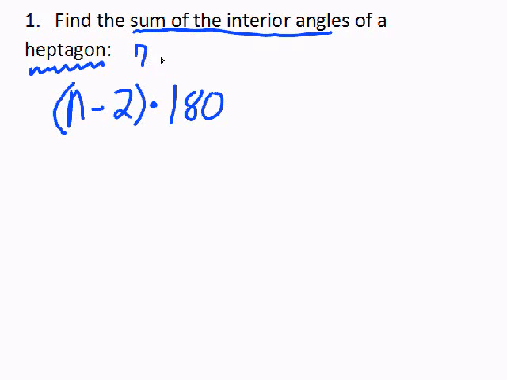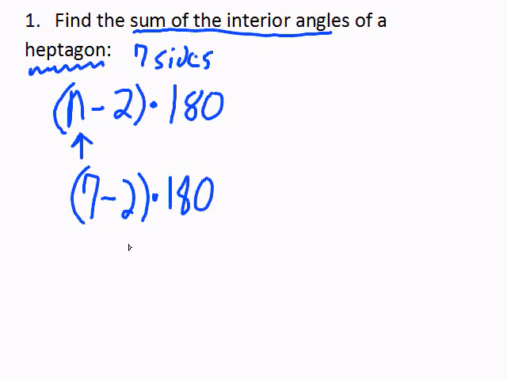Now, we want to find the sum of the interior angles of a heptagon. Heptagon just means that there are 7 sides, so n, your number of sides, is going to be 7. You take 7 and take 2 away from 7, and then multiply by 180. So 7 minus 2 is 5. 5 times 180, you can use a calculator for that. You should get a total of 900. So the sum of the interior angles of a heptagon is 900 degrees.